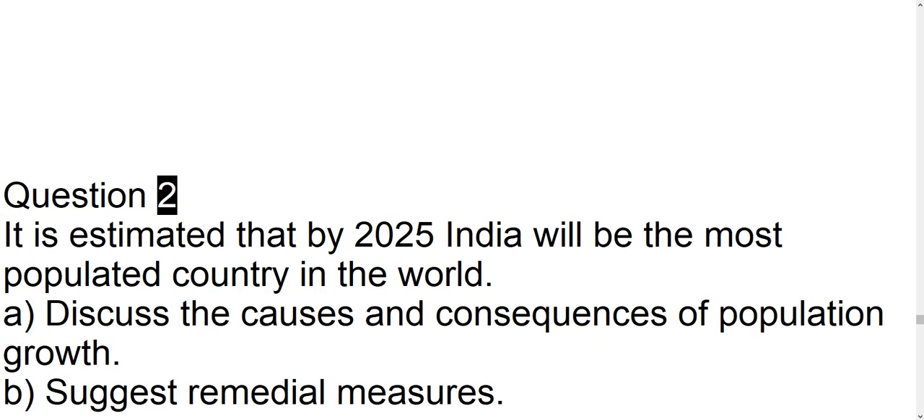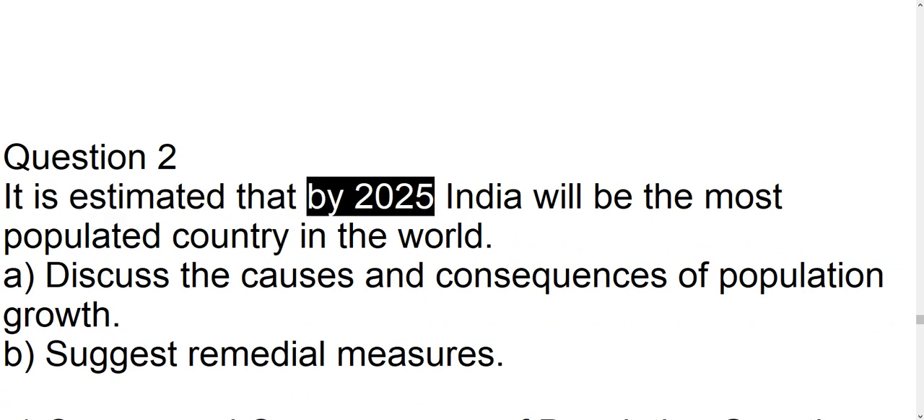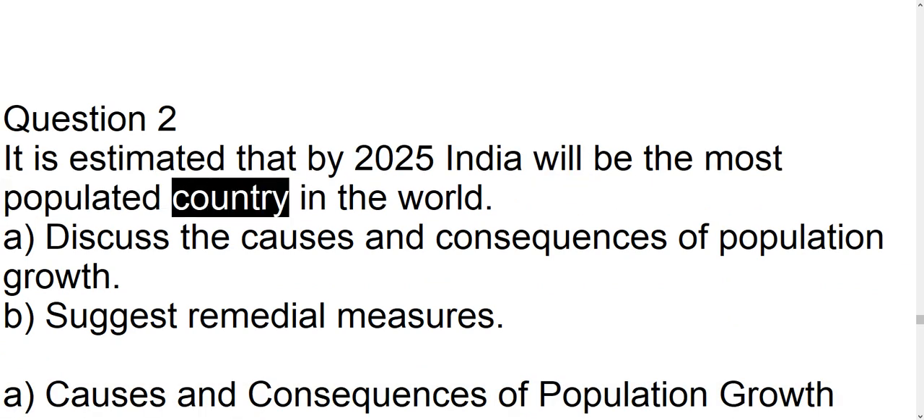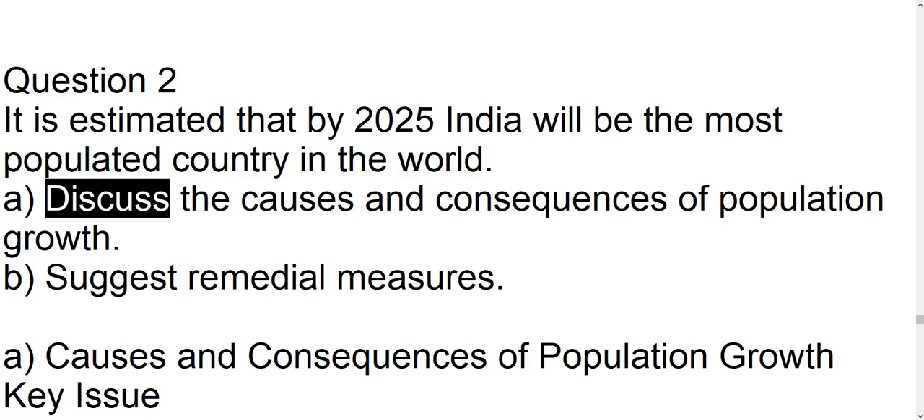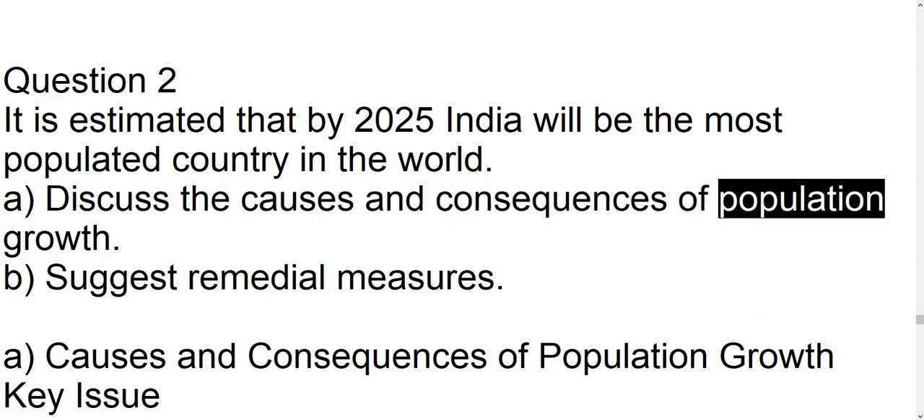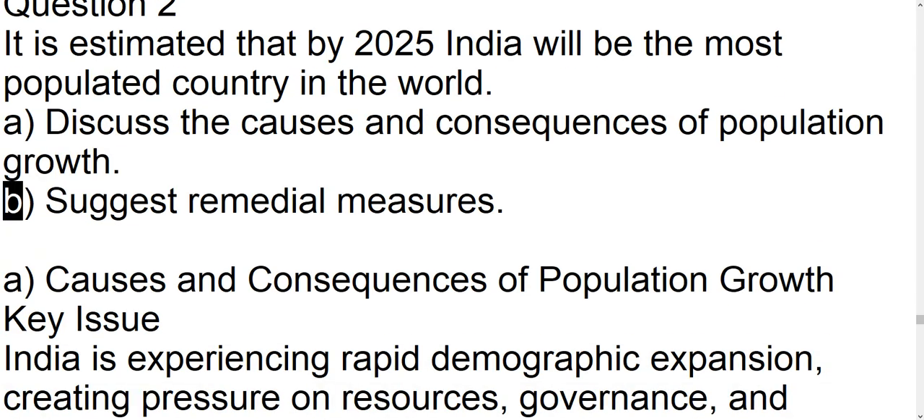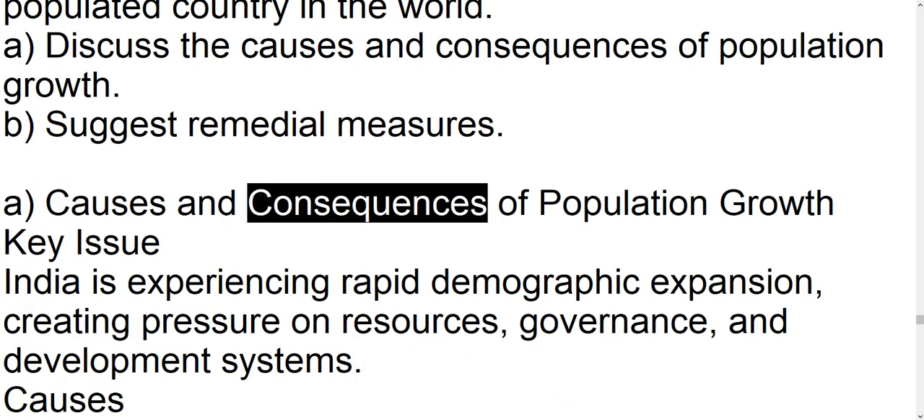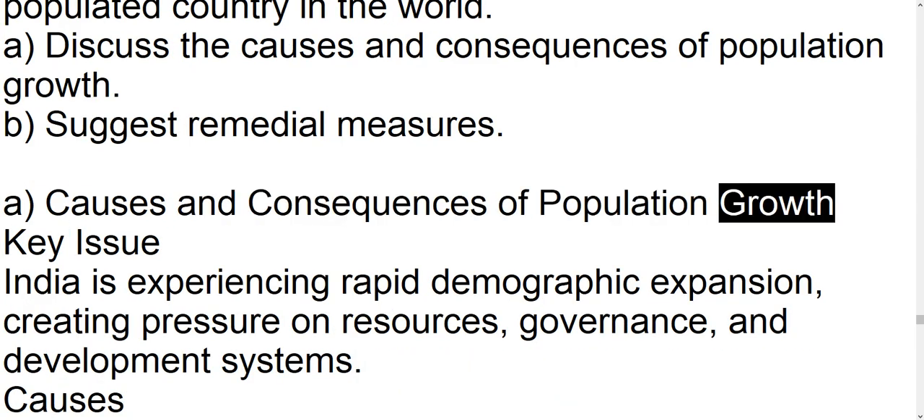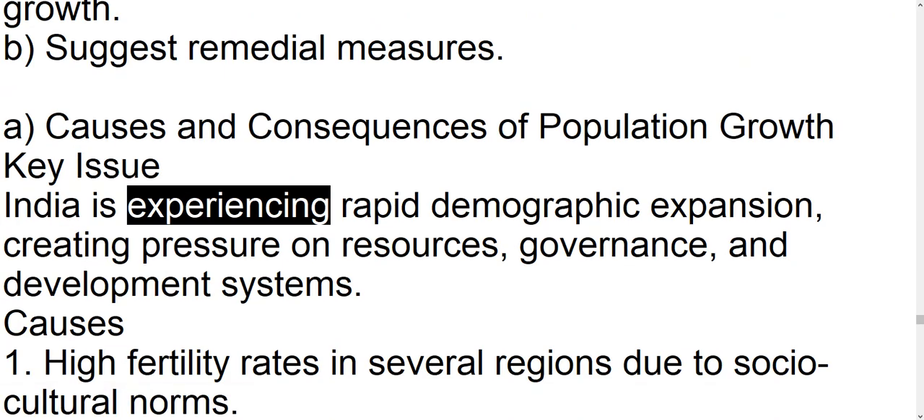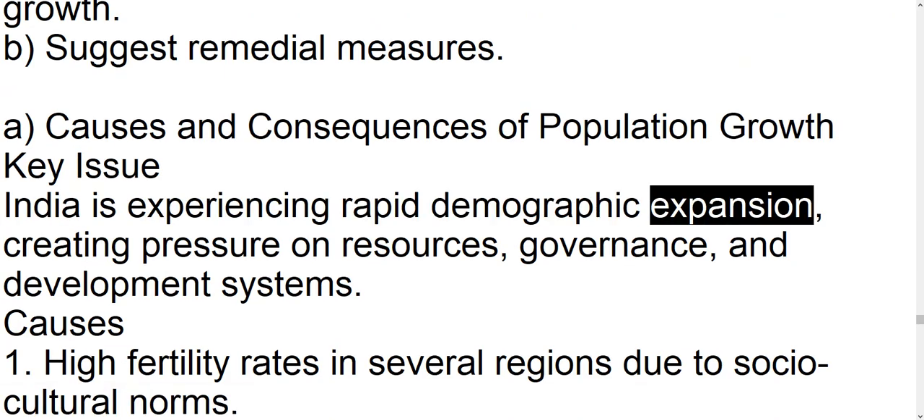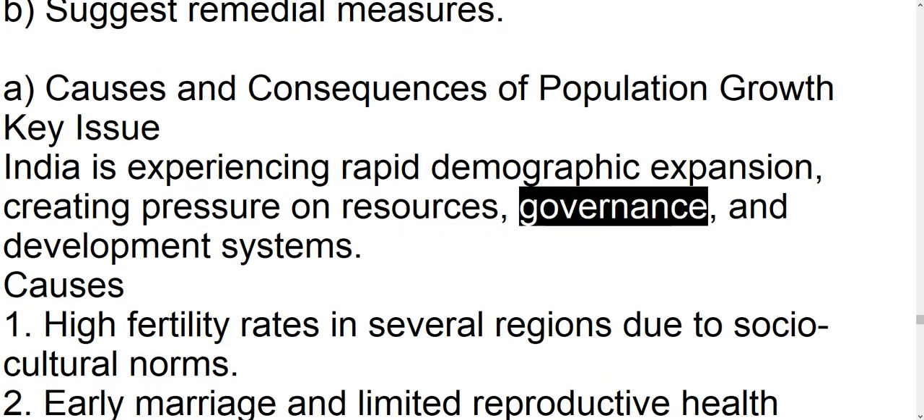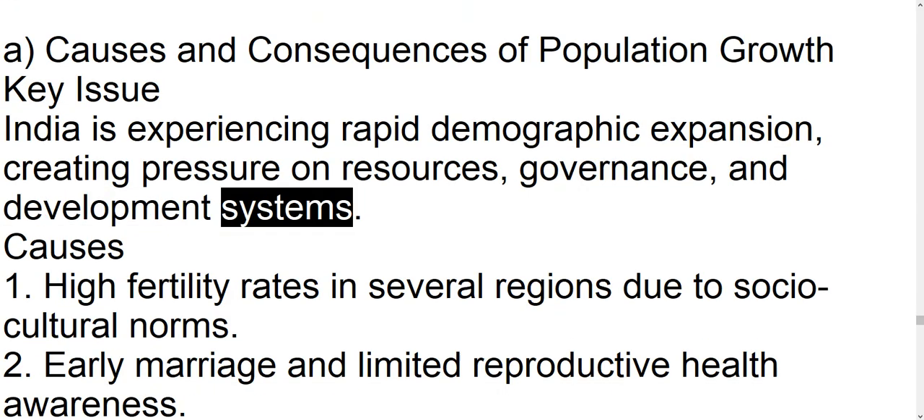Question 2. It is estimated that by 2025 India will be the most populated country in the world. A. Discuss the causes and consequences of population growth. B. Suggest remedial measures. A. Causes and consequences of population growth. Key issue: India is experiencing rapid demographic expansion, creating pressure on resources, governance, and development systems.